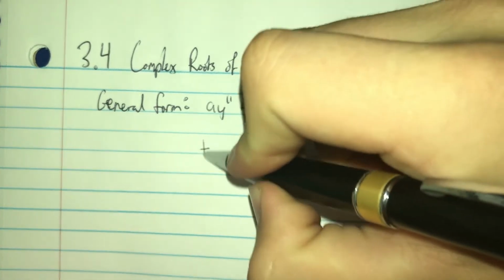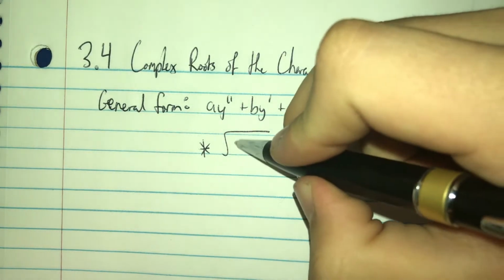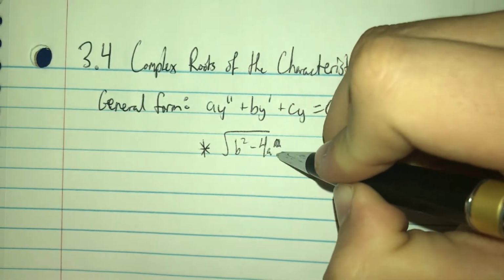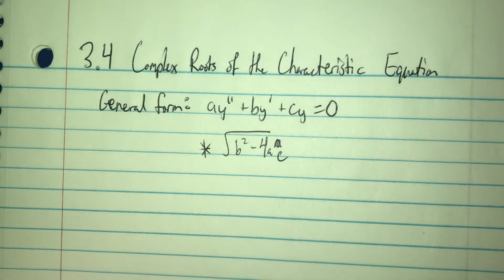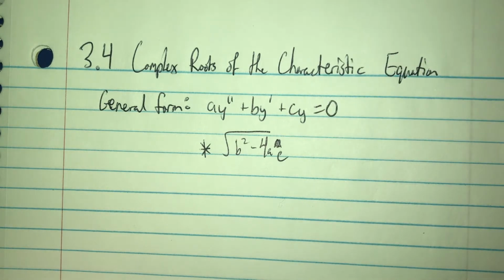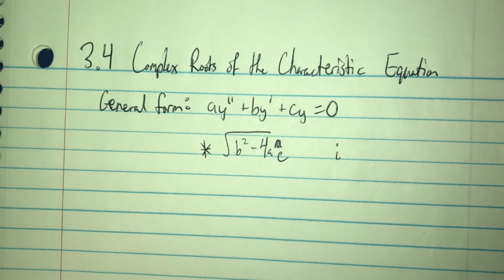So this means that in the square root, we'll have b squared minus 4ac. Whoops, I don't know why I put that up there. So the b squared minus 4ac is actually a negative number. Remember, when we take the square root of a negative number, we get the imaginary number i. So we're going to be dealing with cases where we have these i's as our solutions.